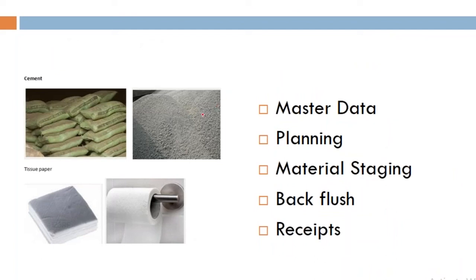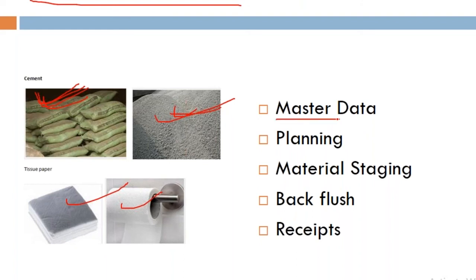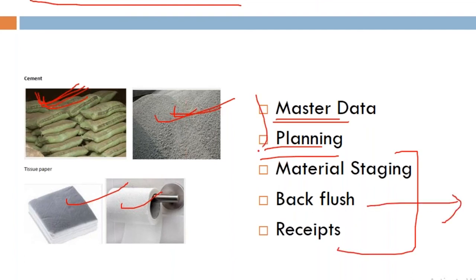Okay, and next is repetitive manufacturing. Repetitive manufacturing means industries that have only one or two products. The same product is continuously manufactured over a period of time. The best examples are the cement manufacturing industry, sugar manufacturing industry, and tissue paper manufacturing industry. In these kinds of industries, they have only one or two products, and the same product is continuously manufactured. So in these industries, you go for repetitive manufacturing.